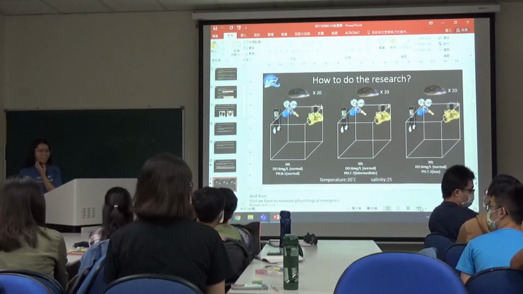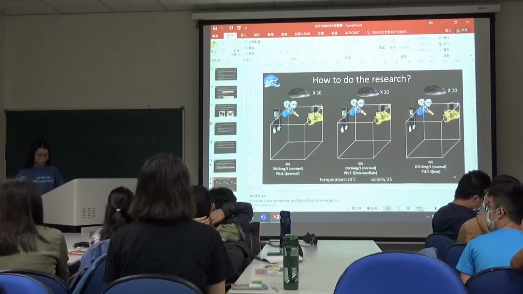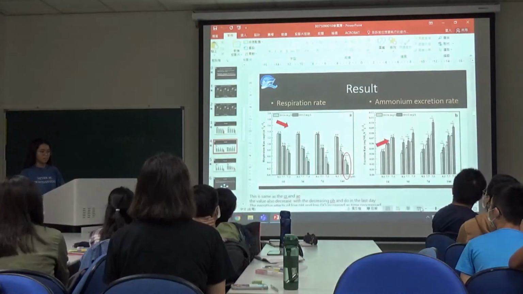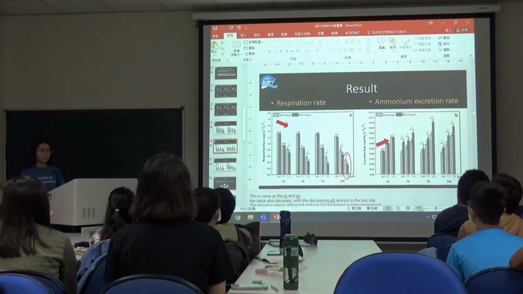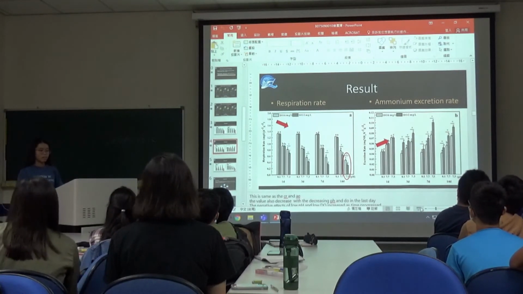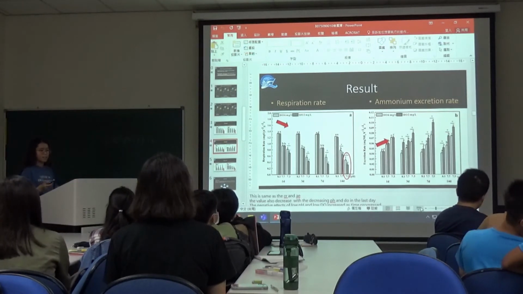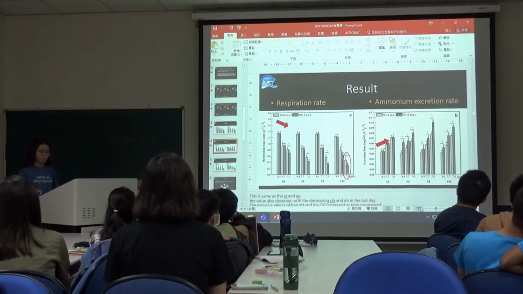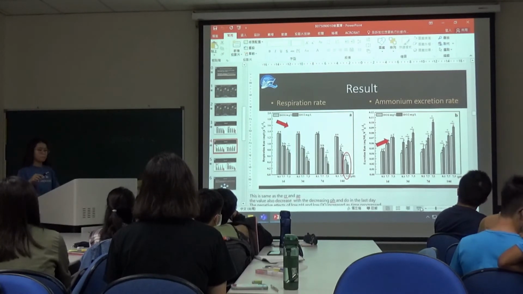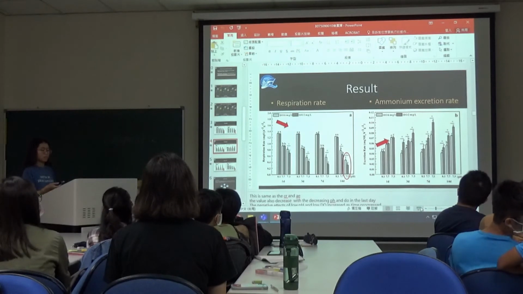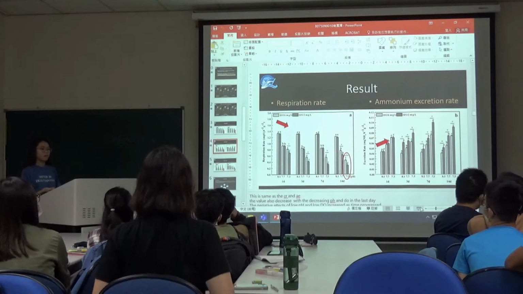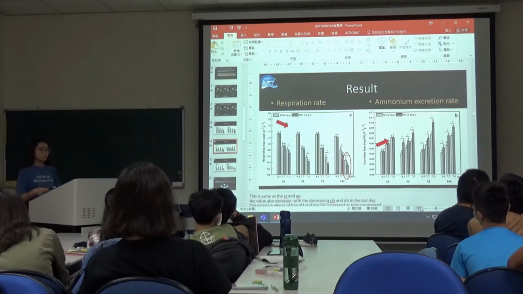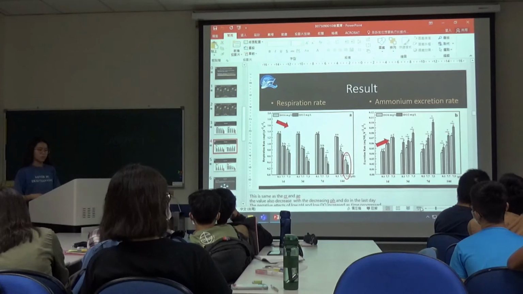Arlin. The result. Why is the ammonium excretion rate increased? She wants to know why the ammonium excretion rate increases. This isn't mentioned in the paper, but I guess because the blue mussel is put in a severe condition, so it doesn't have much energy to produce protein, so it will discharge more ammonia.